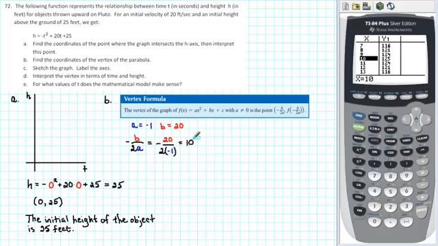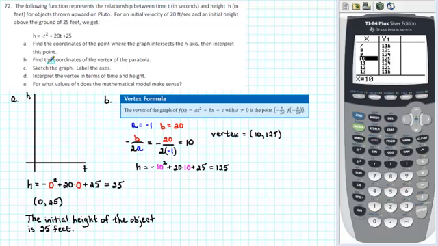To find the h-coordinate, we need to evaluate the function when t is equal to 10. The opposite of the square of 10 is negative 100. 20 times 10 is 200. Therefore, we get negative 100 plus 200 plus 25, which is equal to 125. Therefore, the vertex is the point (10, 125).